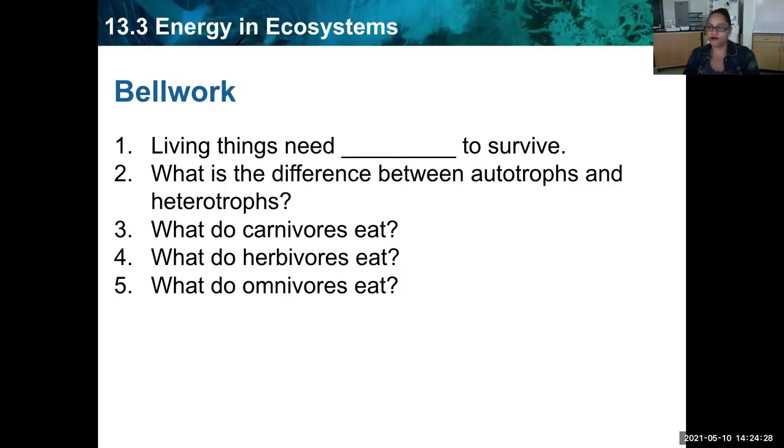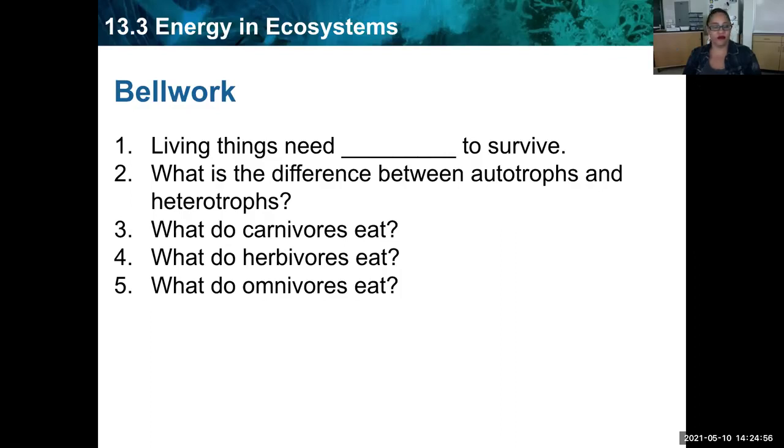Yep, good. Number three, what do carnivores eat? Or what does the word carne mean in Spanish? Meat. Yep, good, Darius, Angelina. What do herbivores eat? Plants. Yep. You find herbs out in the garden, those are plants. And then what do omnivores eat? Meat and plants. They eat both.